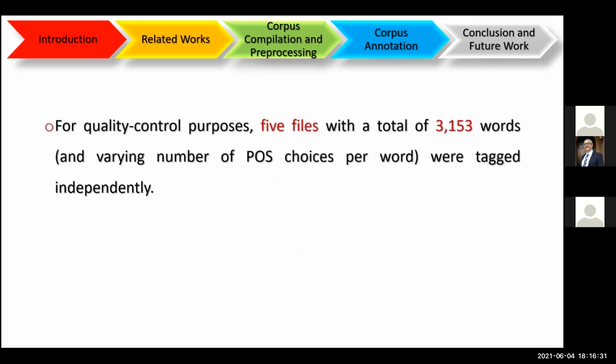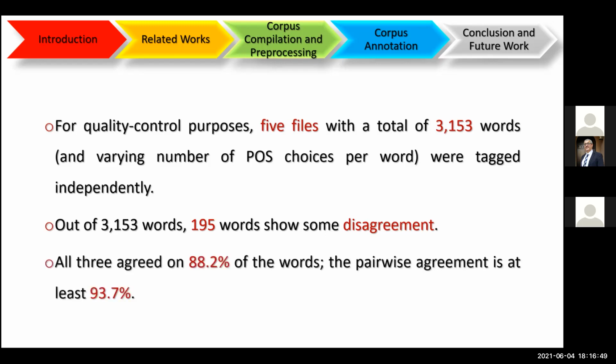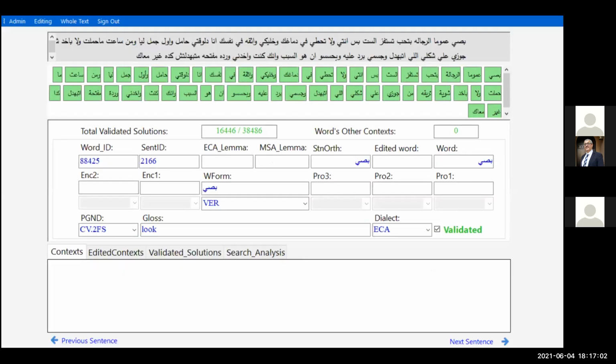For quality control and the inter-annotation agreement, 5 files of total 3,153 words were tagged independently, and we show that 195 words show some disagreements. All 3 agreed on about 88% of the words, and the pairwise agreement is at least 93.7%.